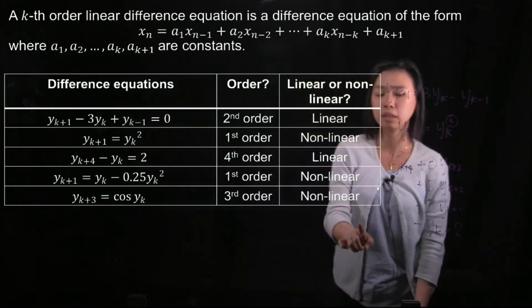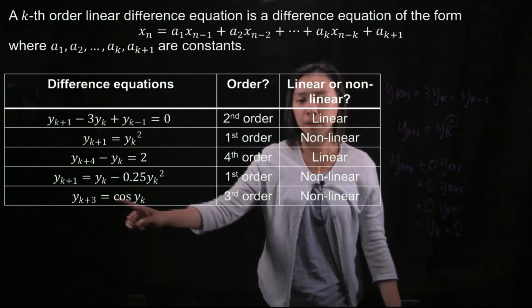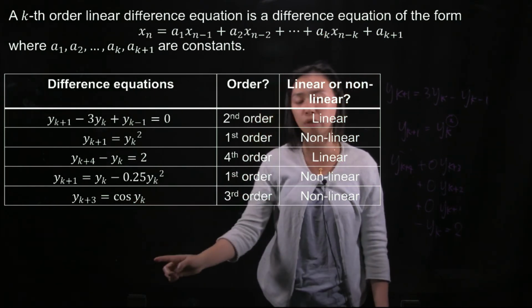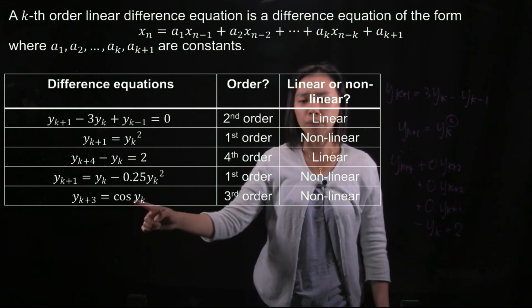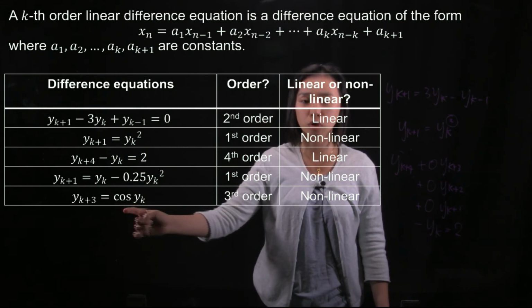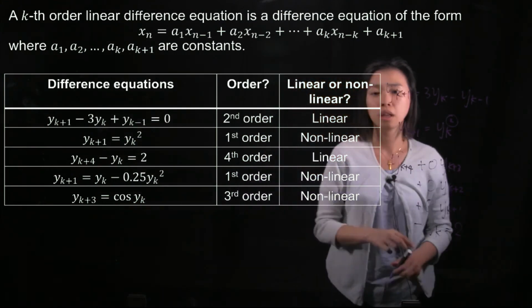And why is it non-linear? It's because the yk is not purely a yk with a simple coefficient in front of it. The yk is being acted on by the cosine function, and that is why it is non-linear.